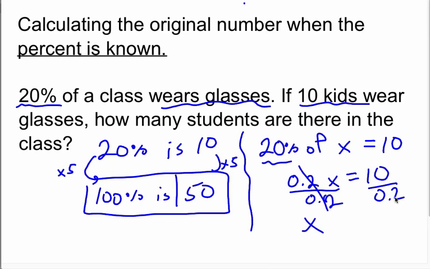One way you can do that is you can make the denominator 1 by multiplying by 5, and we'll have 50 out of 1, which is 50. So you get the same answer either way.